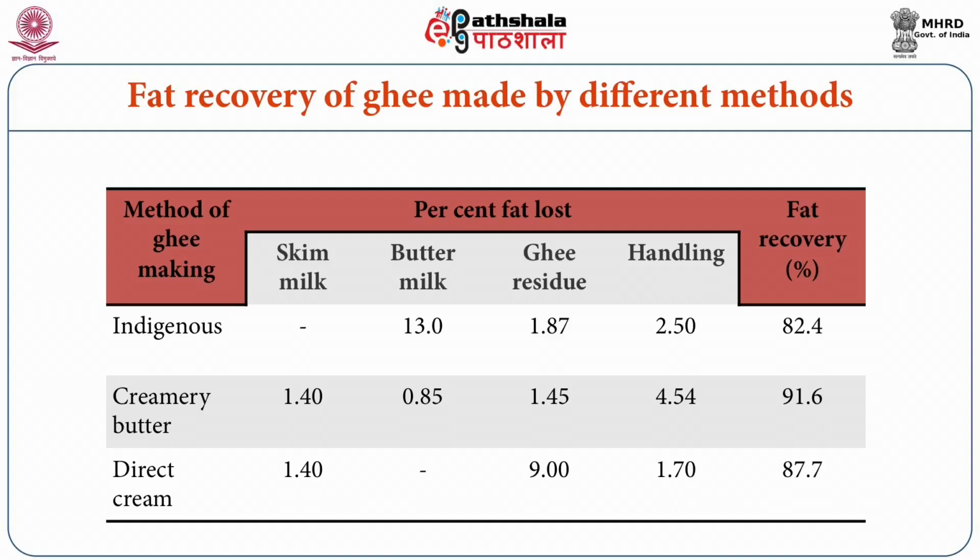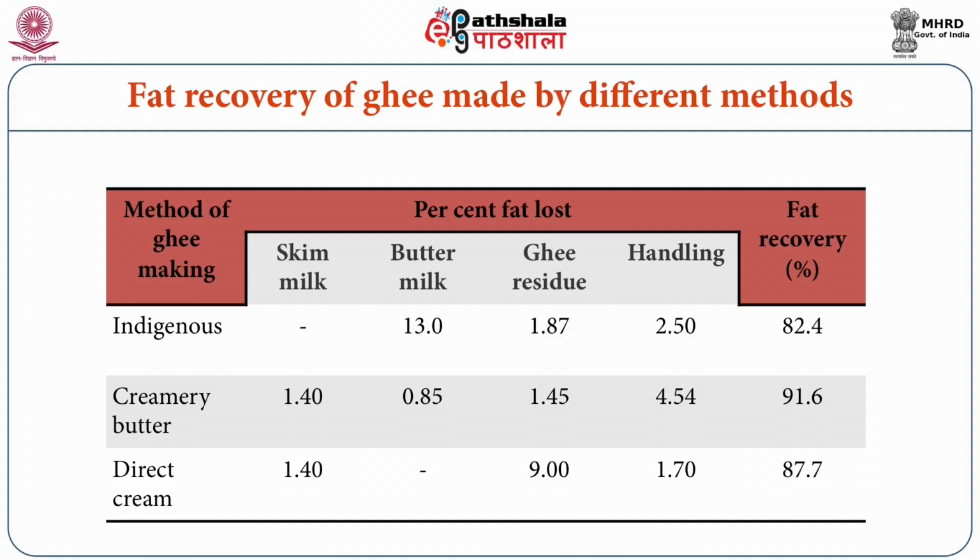Let us go into the second category, creamery butter method of ghee making. Whenever you are separating milk into cream and skim milk, in skim milk you are losing around 1.4. Buttermilk, under very closely standardized conditions, 40% fat cream, aged well, and then you are churning it, the fat loss in buttermilk is less. So you are getting only 0.85 compared to 13% fat loss with the indigenous churning of dahi into makhan. Ghee residue will be even lower than in the case of makhan.